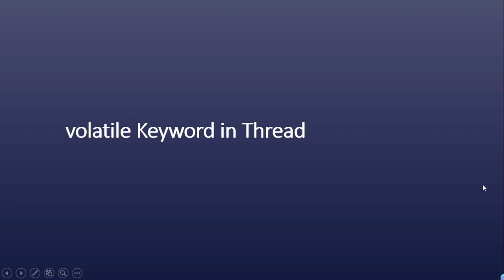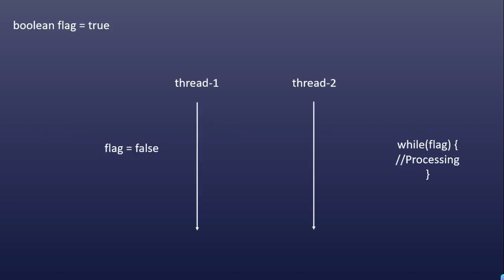In this video, we are going to see what is the volatile keyword in thread, where do we have to use this volatile keyword, what is the use of this volatile keyword, and what problem does this volatile keyword solve. To explain this, I am going to use a super simple example.